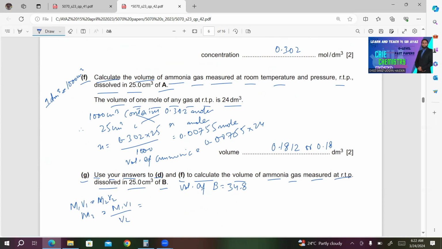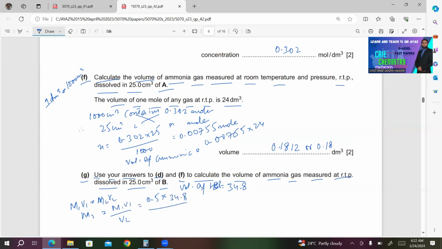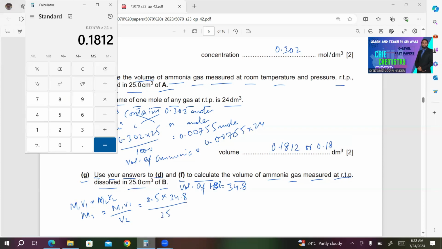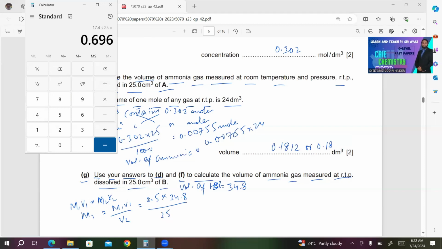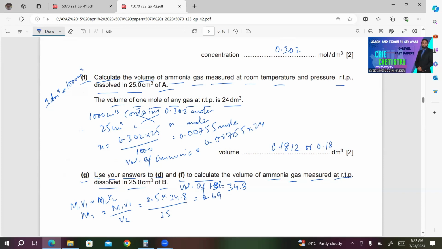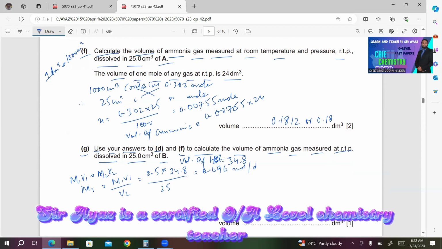So M2 becomes equal to M1 V1 by V2. M1 V1 remains the same. 0.5 is the concentration. And what about the volume? This is the volume for HCl, not B. 34.8. The volume of ammonia is 25. So we will get 0.5 multiplied by 34.8 and divided by 25. So we'll get 0.696 mole per dm cube.